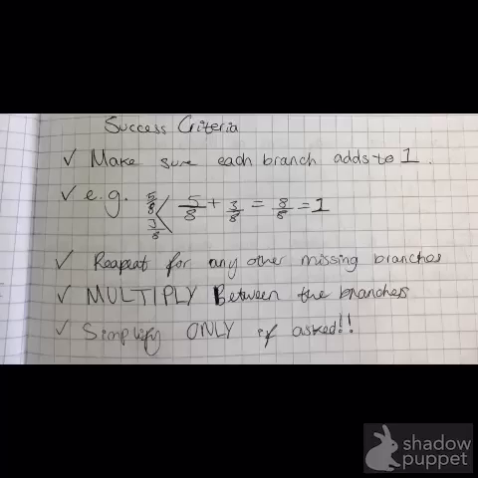Okay, I'm talking through what makes really successful work in this video. I'm really pleased with this amazing success criteria here. What I'm pleased with is that everything that we talked about in class has been identified here. So make sure each branch adds to 1.